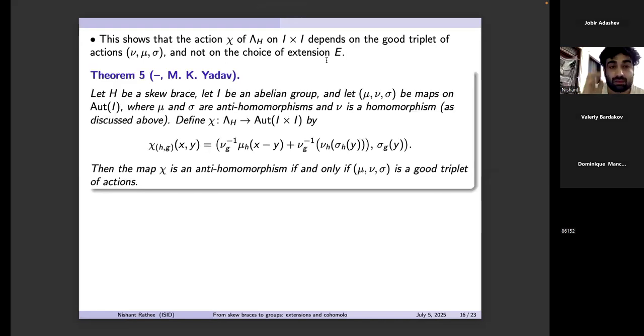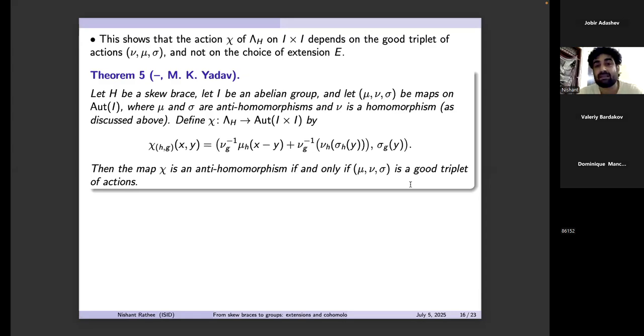Okay, so furthermore we have a result. Suppose that H is a skew brace and I is an abelian group. Let μ, σ be any maps on I, where μ and σ we have discussed above. Then the map χ from λ(H) to the automorphisms of I × I, given by the same formula, is an anti-homomorphism if and only if μ, σ is a good triplet of actions.